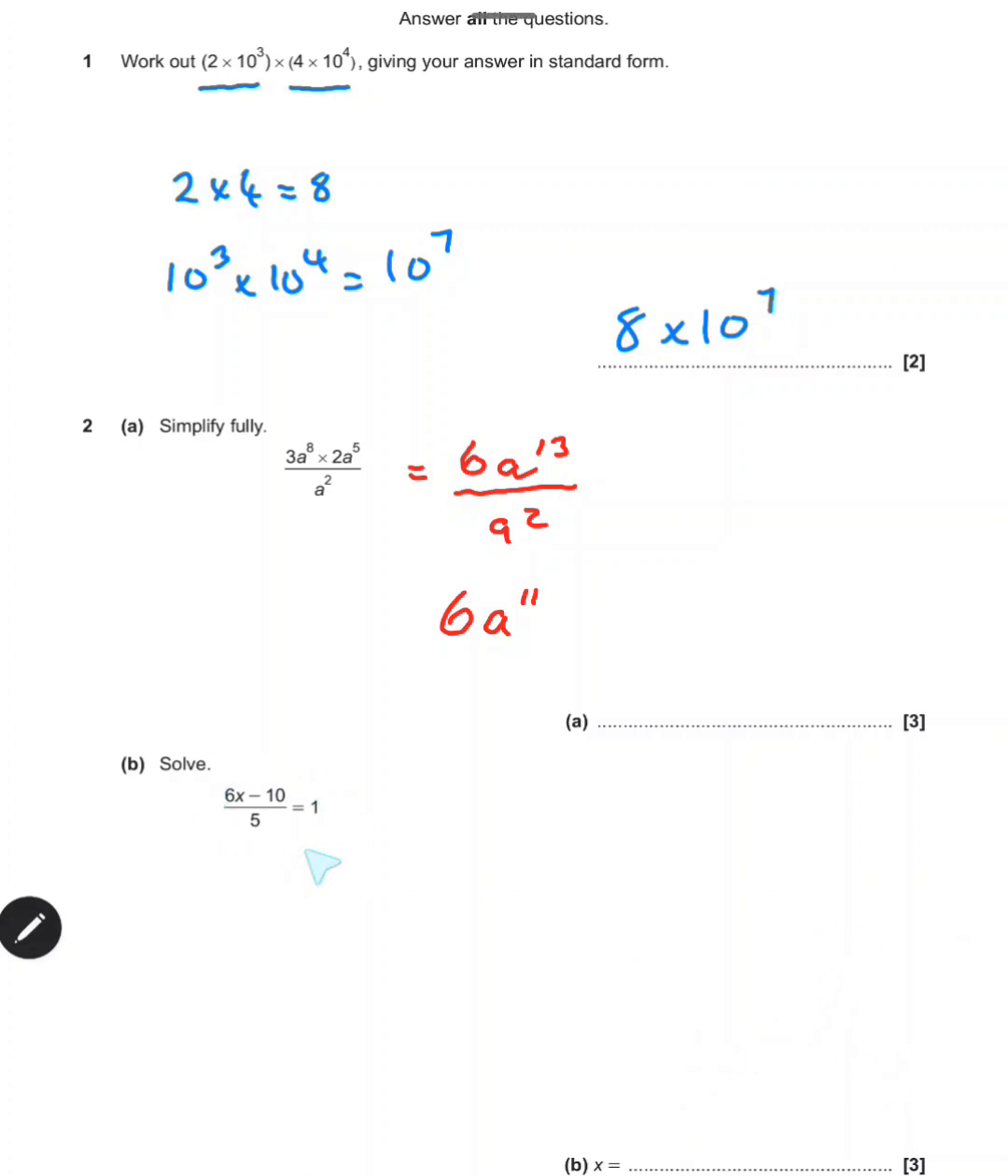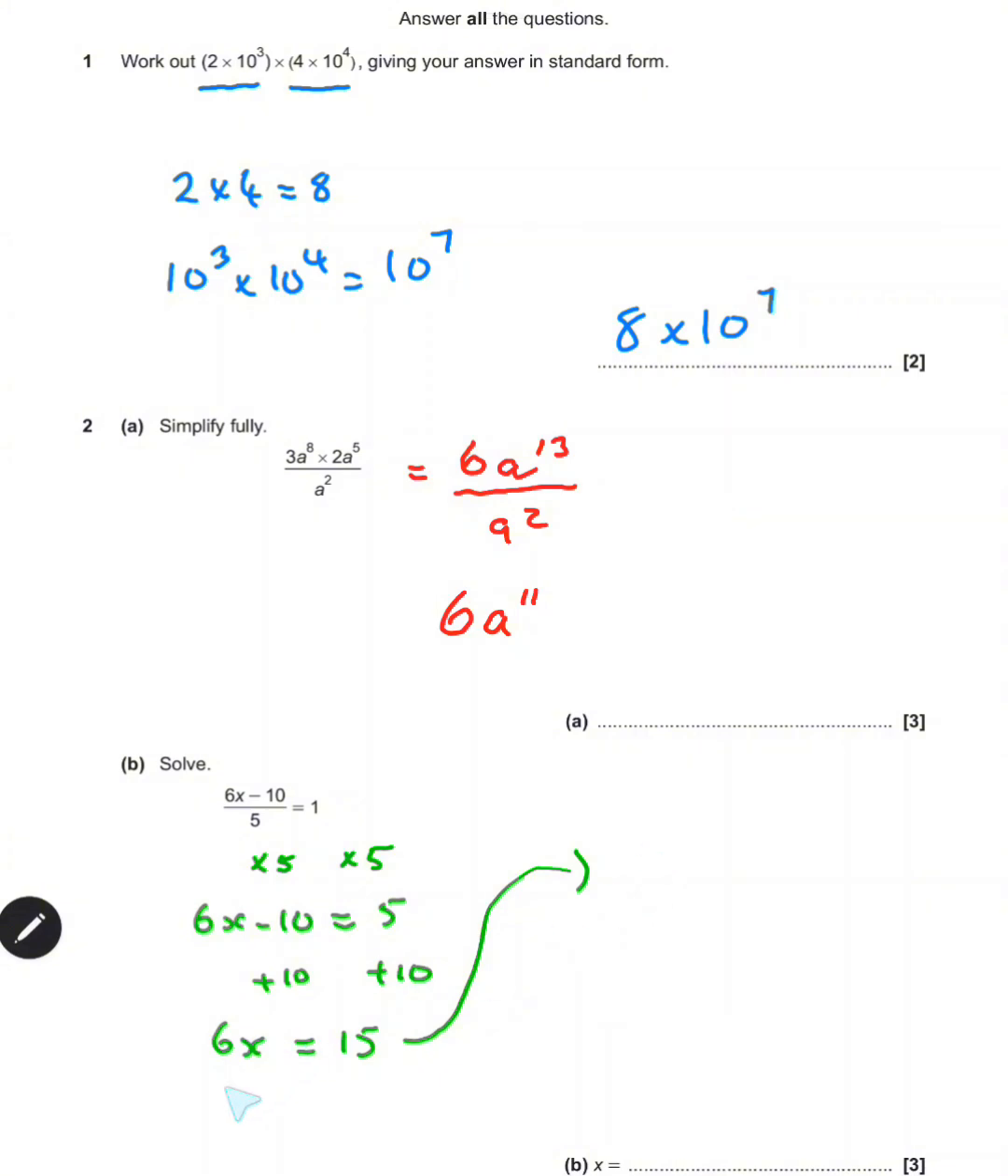Part B, we're just solving an equation. We've got a fraction. This is saying divide by 5. So the first step to start solving is to times both sides by 5. That would get rid of the divide by 5 on this side, and we've got 6x minus 10 equals 1 times 5 is 5. Next step is to add 10 to both sides. It's going to vanish from this side, and we're left with just the 6x. 5 add 10 is 15.